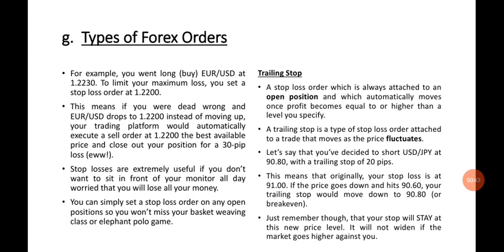For example, you went long, that's you bought euro versus US dollar at 1.2230. To limit your maximum loss, you set a stop loss order at 1.2200. This means if you are dead wrong and the euro US dollar drops to 1.2200 instead of moving up, your trading platform would automatically execute a sell order at 1.2200, the best available price, and close out your position for a 30 pip loss.